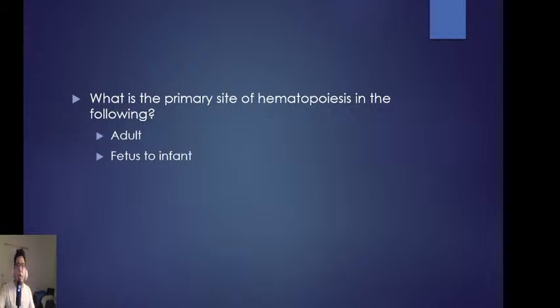I didn't put a picture on it here because it's a little bit too yucky, and because it's a review class only, we're not going to delve deep into it. The next stage would be the liver, and then the last is of course the spleen. So from embryo to infant, we're going to start with yolk sac, liver, and the spleen. And once a person becomes an adult, the final place where hematopoiesis occurs is in the bone marrow.